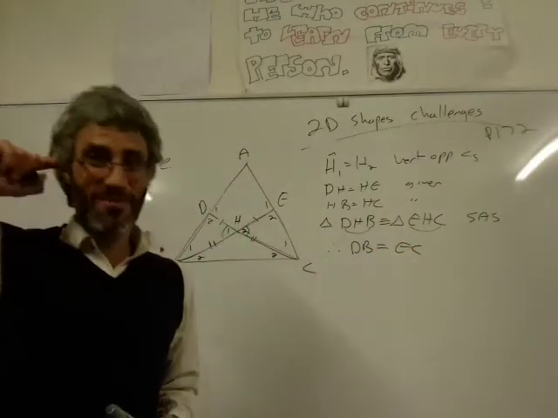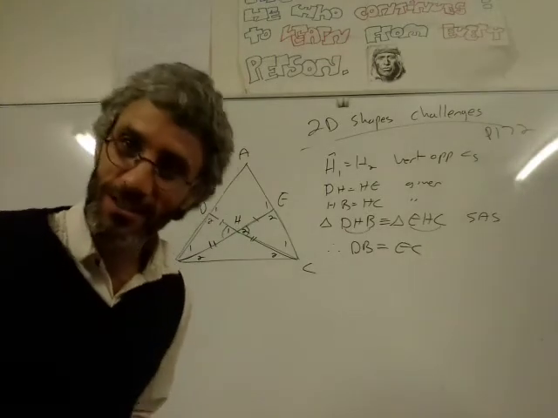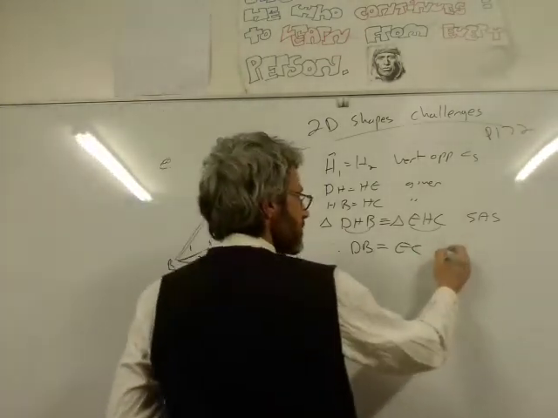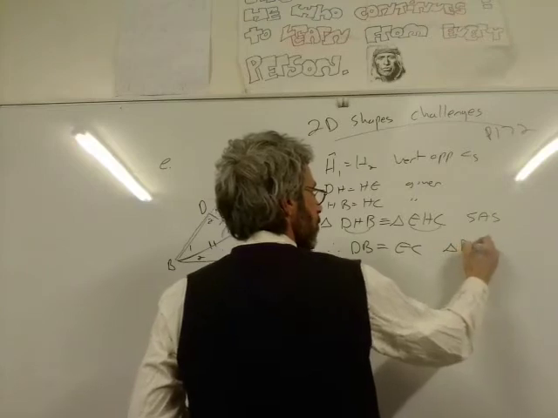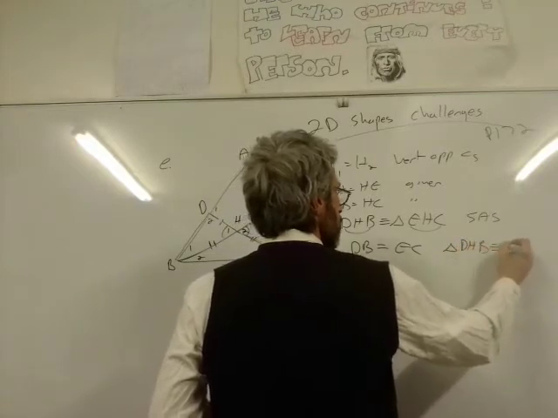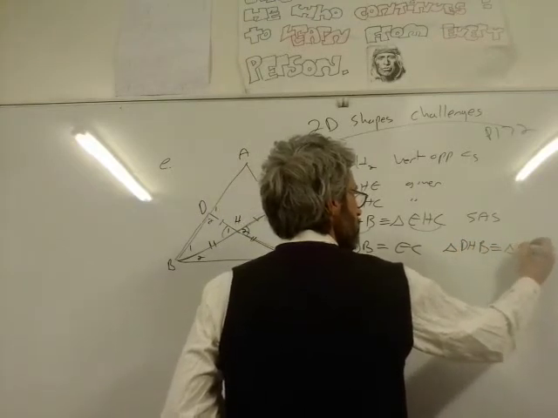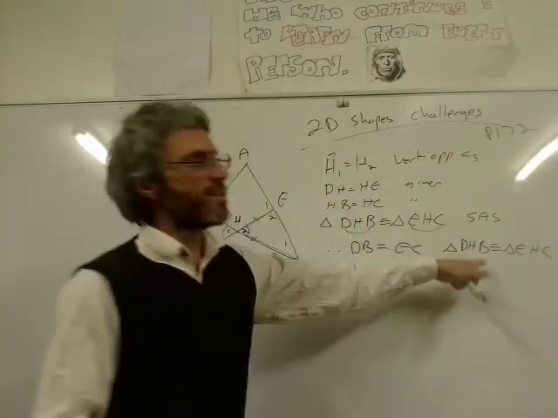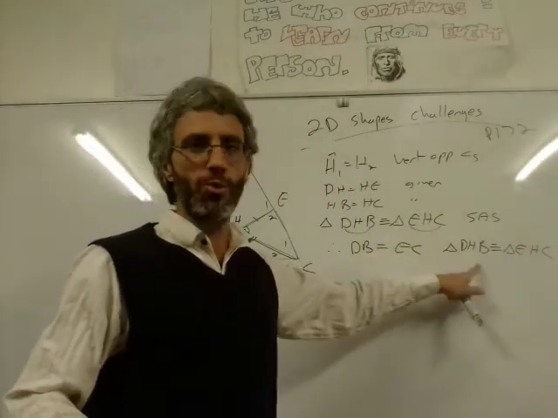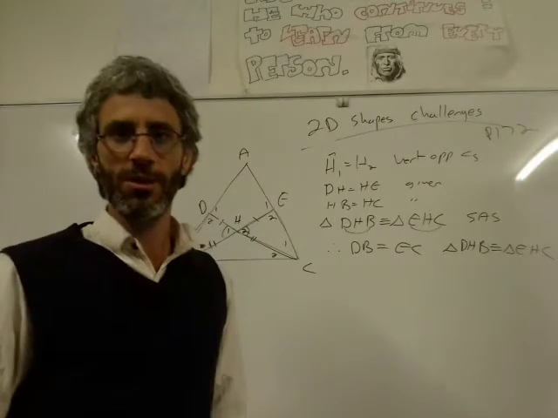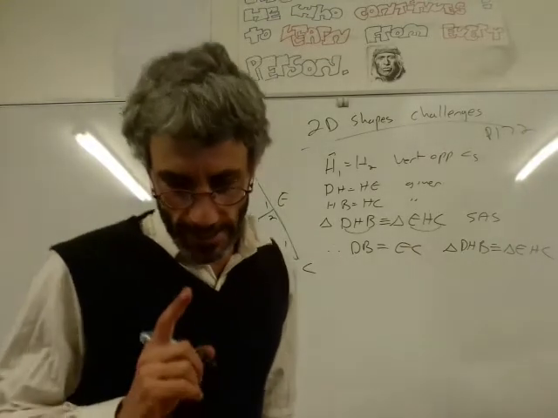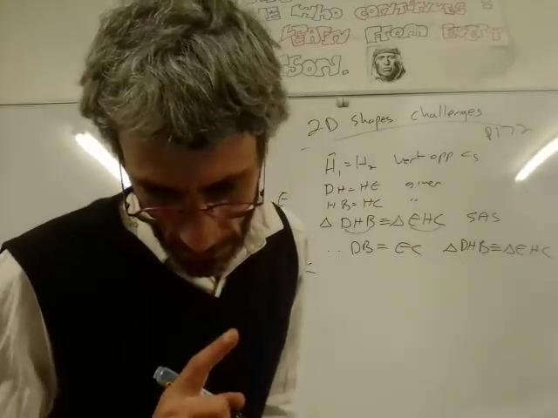And now this is a little bit funny. You've got to give a reason. Okay, what is your reason? The reason is that these two triangles are congruent. DHB congruent to EHC. You just have to say it. You have to rewrite it. It's because we just proved that these triangles are congruent, then the sides will be equal. Okay? So that is the first part they're asking you.